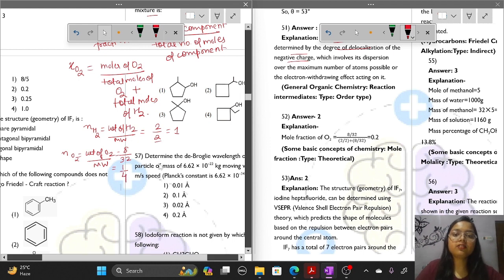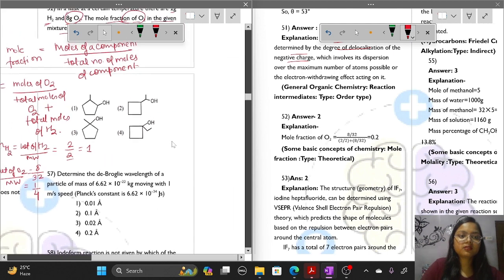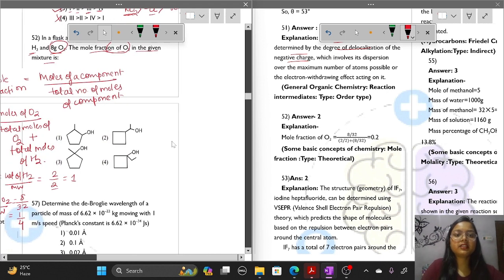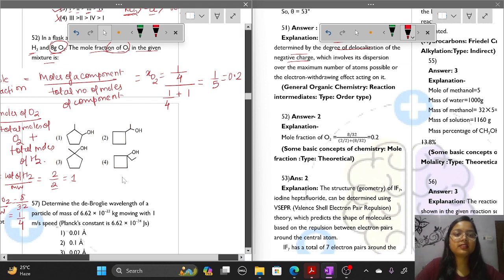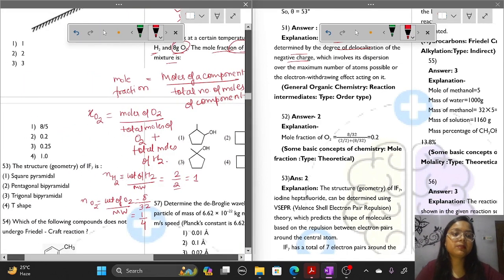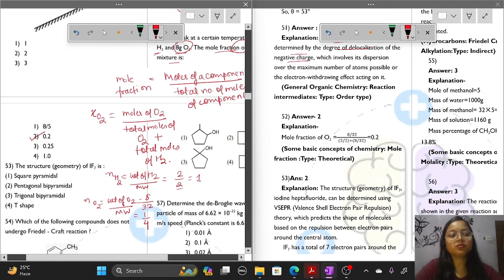Now we can find out the mole fraction. What will be the mole fraction of O2? It will be the number of moles of oxygen, which is 1 by 4, divided by the number of moles of oxygen plus the number of moles of hydrogen. On solving we will get the answer as 0.2, right? Therefore option 2 will be the correct answer, which is 0.2.